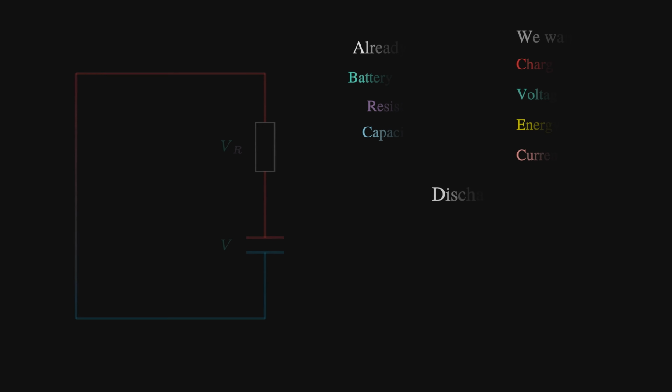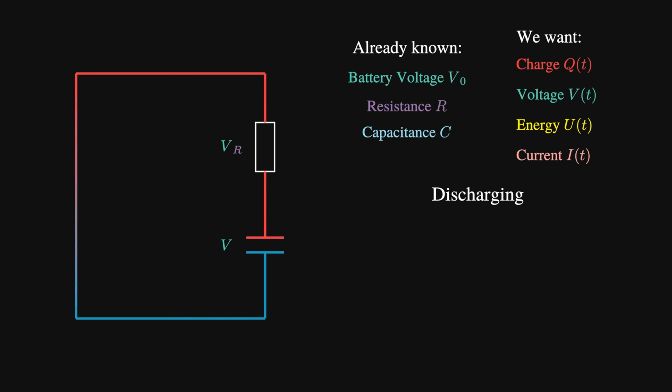So what about discharging? Here the setup is almost identical, but now we start with a fully charged capacitor and no battery. In this scenario, the capacitor acts as the voltage source, driving current through the resistor. Using the same loop as before, Kirchhoff's voltage law now says that the capacitor voltage V plus the resistor voltage V_R equals 0. So rearranged, V equals minus V_R.